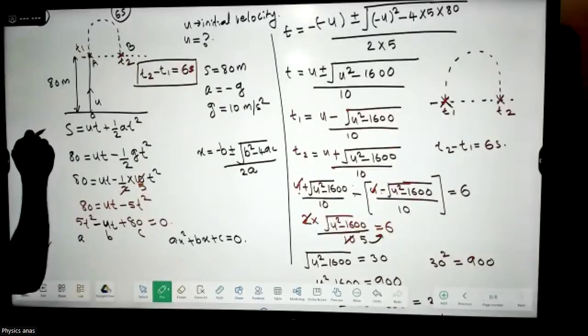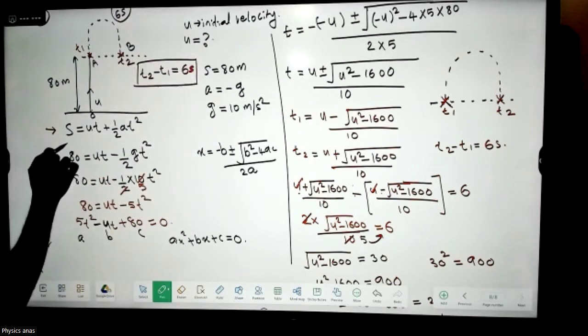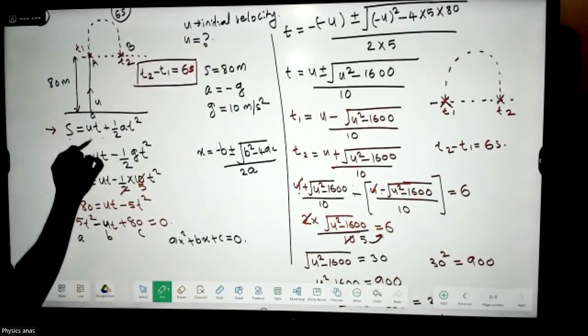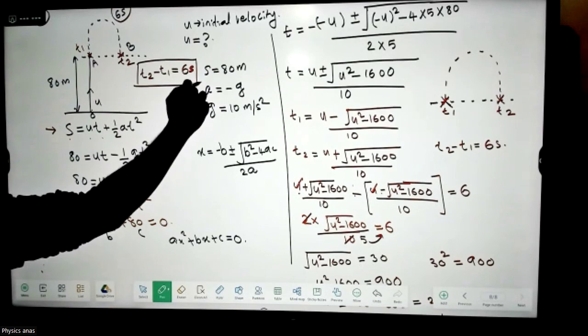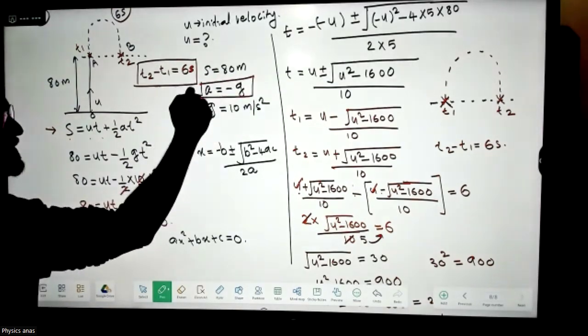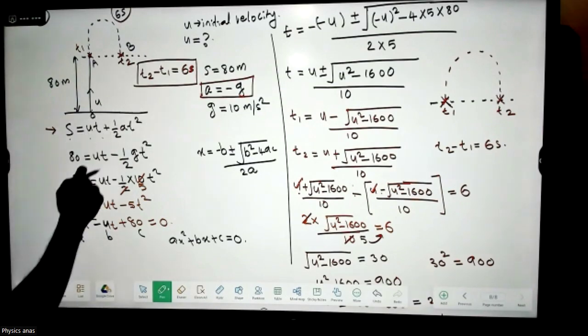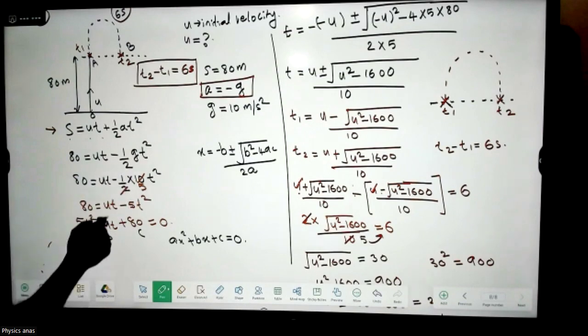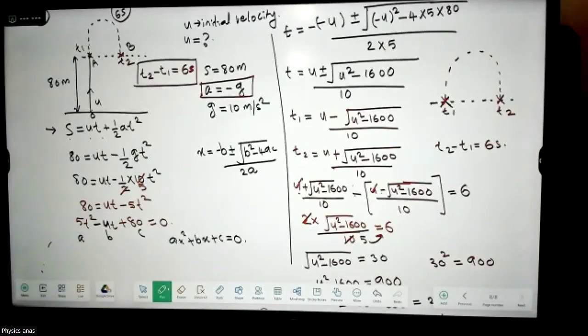From this equation, S equal to ut plus half at square, you can find the value of t. S is 80. Acceleration is always negative; a is always minus g in the case of upward motion. So a is equal to minus g, and you can put minus g here. When you cut the 10 and 2, you will get 5. So you will get a quadratic equation here. Bringing this minus 5t square and ut to the other side, you will get 5t square minus ut plus 80 is equal to 0.